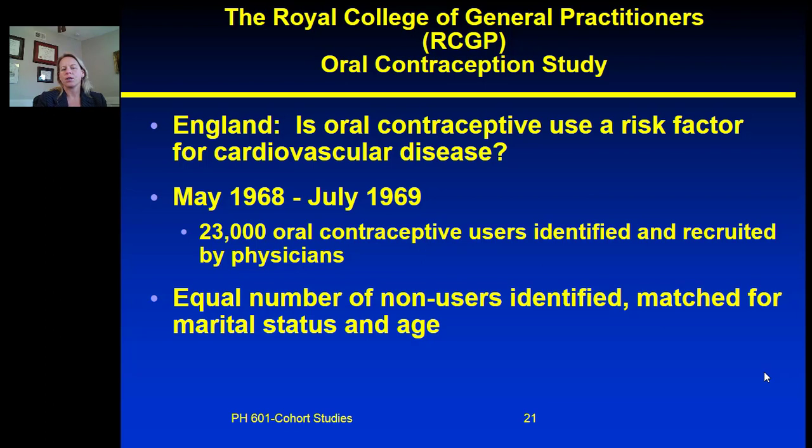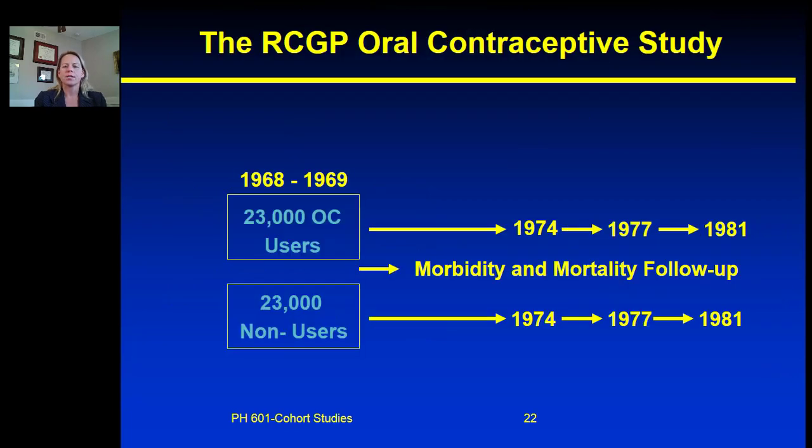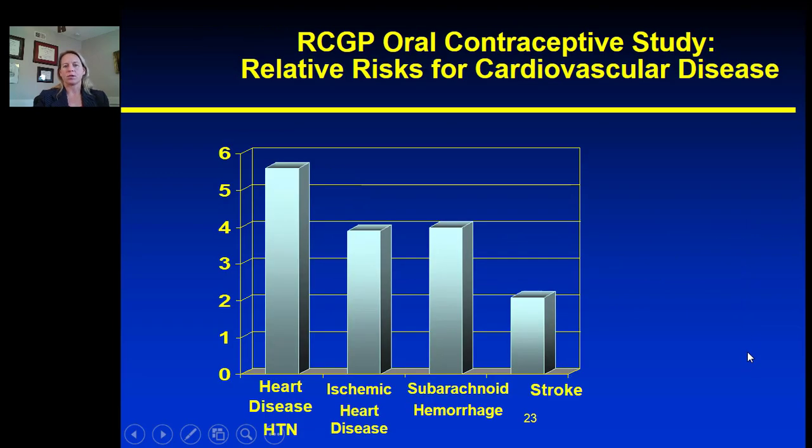And here they studied 23,000 oral contraceptive users, and those users were then matched with a similar group of non-users, and they were matched by age and marital status. This illustrates the general design of this study. Again, they had 23,000 users and 23,000 non-users, and they followed them for morbidity and mortality all the way through 1981. This figure illustrates the relative risks of the specific outcomes that they studied.